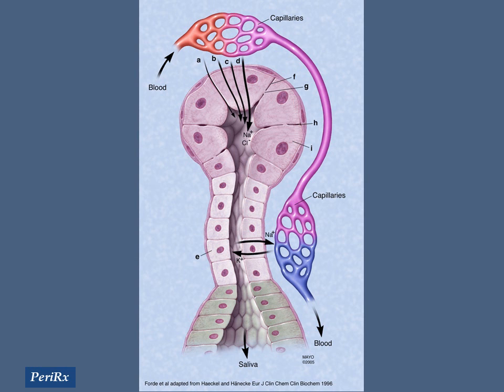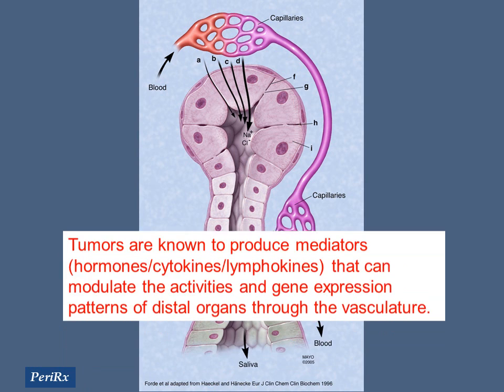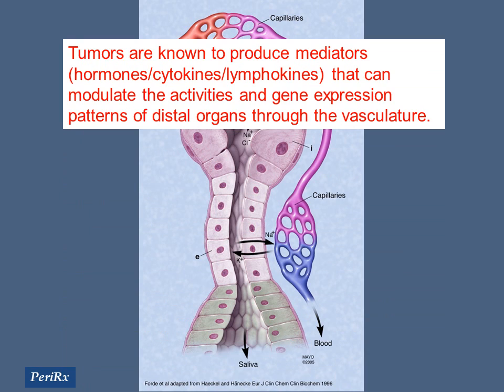The salivary glands have a rich vascular supply. Tumors are known to produce mediators. This includes hormones, cytokines, and lymphokines that can modulate the activities and gene expression patterns of distal organs, including the salivary glands, through the vasculature.